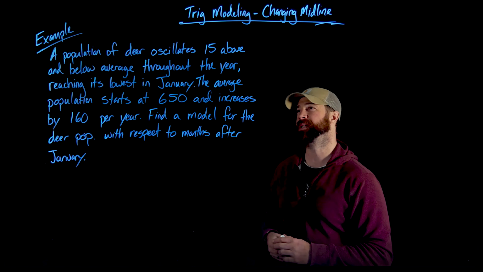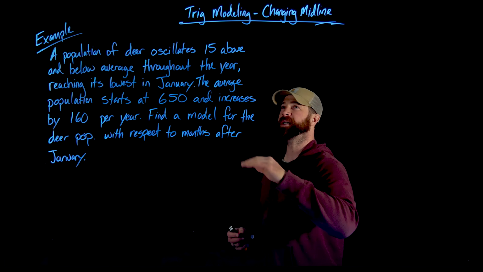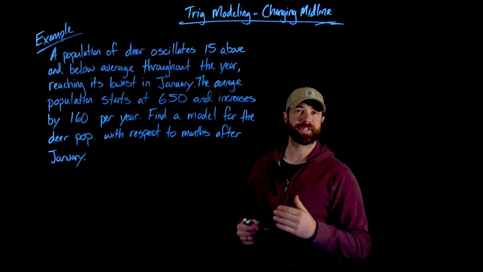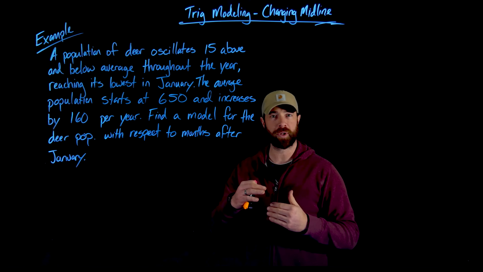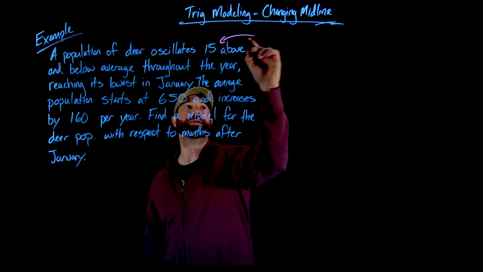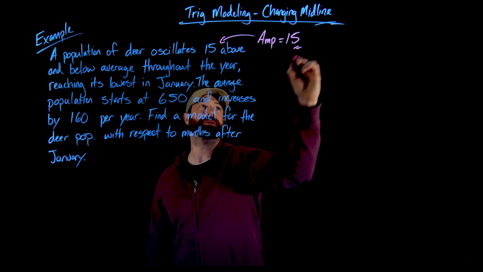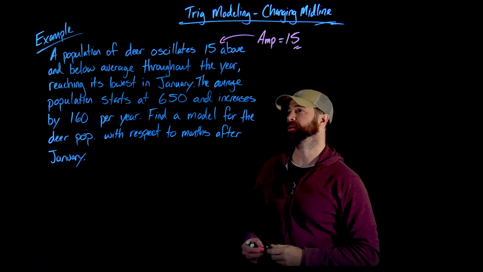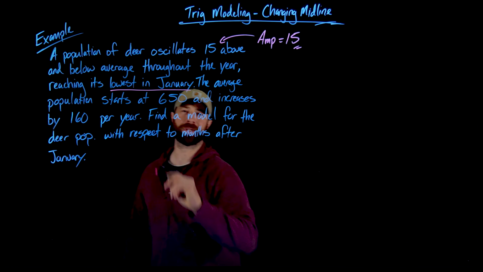Let's tackle some of this information real fast. First of all, the first thing I heard was 15 above and below the average, and we know that's the amplitude. So the amplitude is how high and how low you go above midline. So this is our amplitude right here. So our amplitude equals 15. That's really important, good information. And also knowing that it reached its lowest in January is really important.